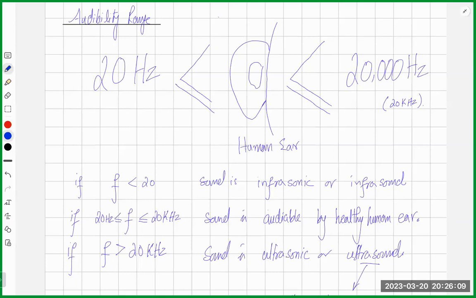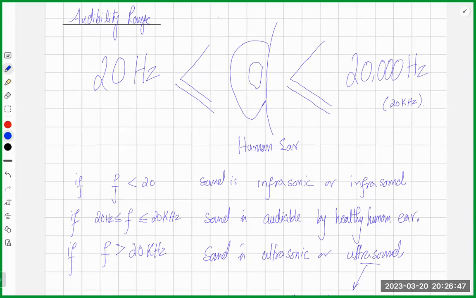So if frequency is less than 20 hertz, can we hear it? Answer is no. This is infrasonic. It is inferior sound. We cannot hear it. Now, if 20 to 20,000 hertz, this is audible sound. Human ear can normally hear it. What if frequency is more than 20 kilohertz? 20 kilohertz means 20,000 hertz. That sound is also not hearable by the human ear, but that is known as ultrasound.